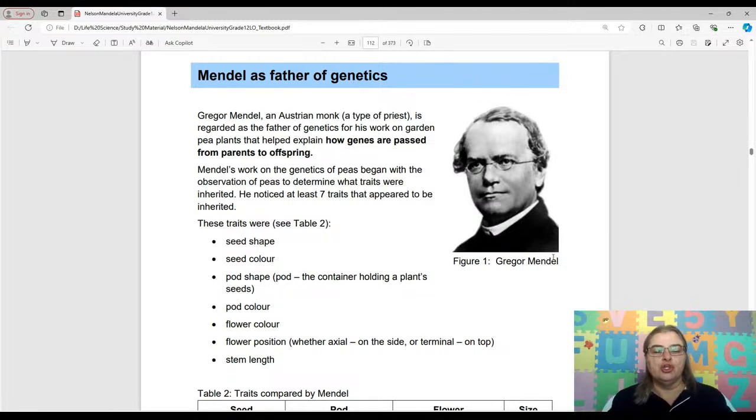Okay, so we see that the traits with Mendel, when he was talking about the peas in particular, he was looking at the shape of the seeds. He was looking at the color of the seeds, and then he was looking at the pod that contained the seeds. He was looking at the pod color, and then the flower color, also the flower position and the stem length. These were the different traits or characteristics that he was studying when he started his experiments and trying to figure things out and understand things.